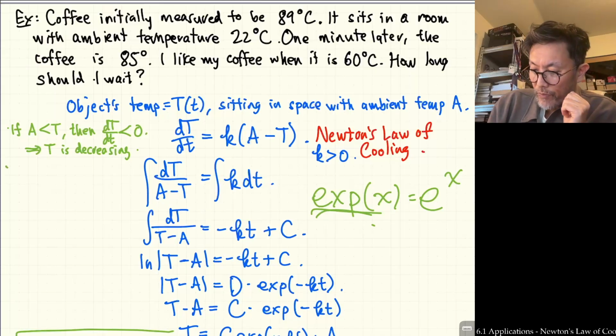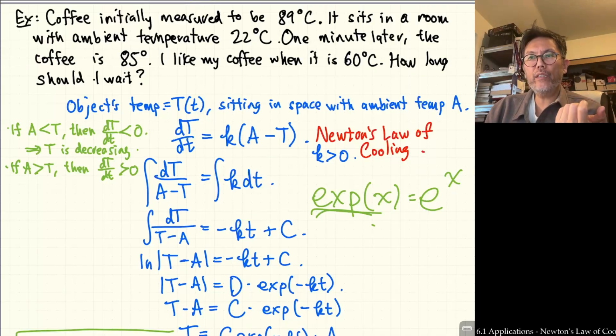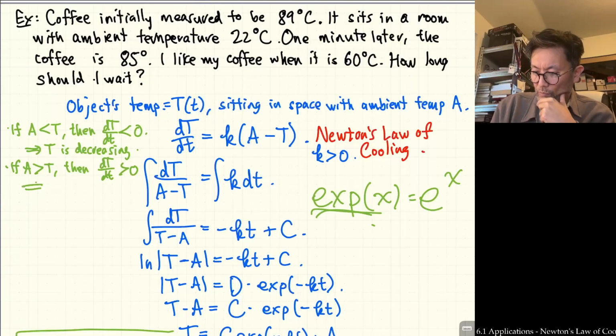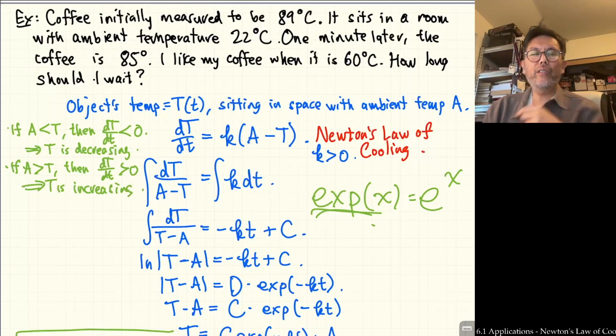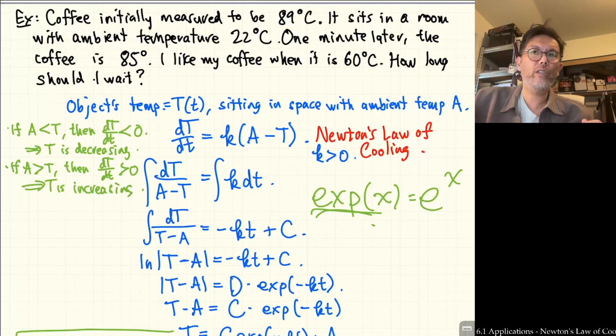And similarly, if A is greater than T, then dT/dt is positive. I mean, just look at it. If A is greater than T, then A minus T is positive. k is taken to be positive by assumption. And so this equation is asserting that dT/dt is going to be positive. And of course, positive first derivative means that T is increasing. So think about what this is saying. This is saying that if you take an object whose temperature is lower than that of the ambient space, that temperature is going to warm up.